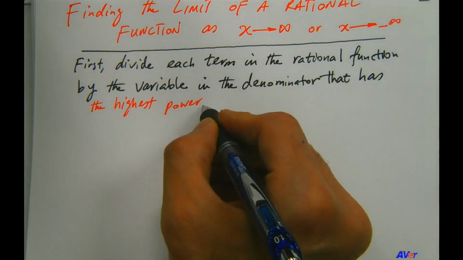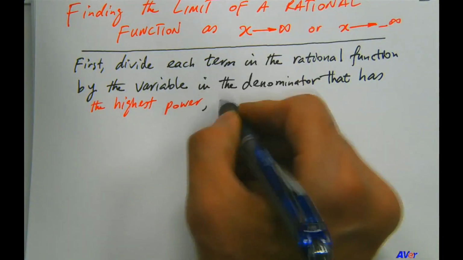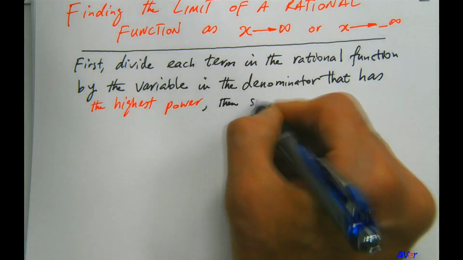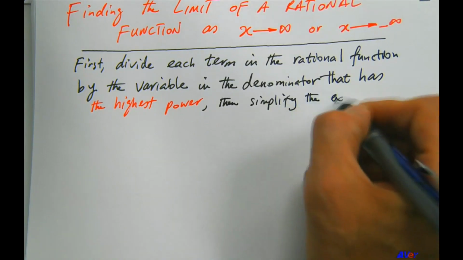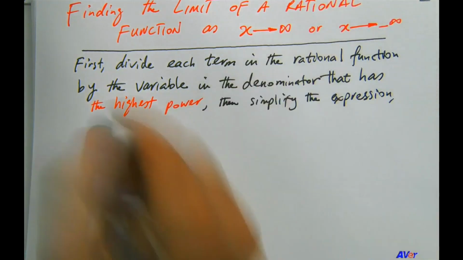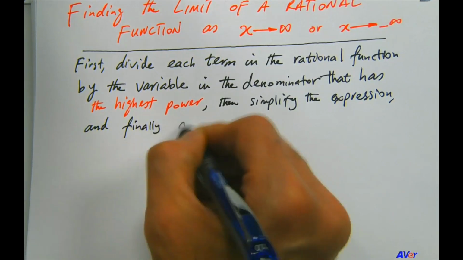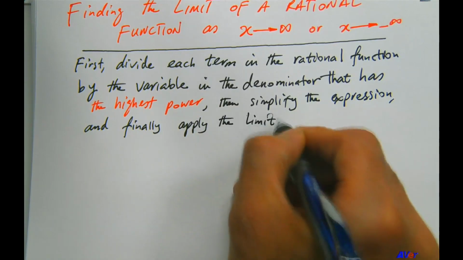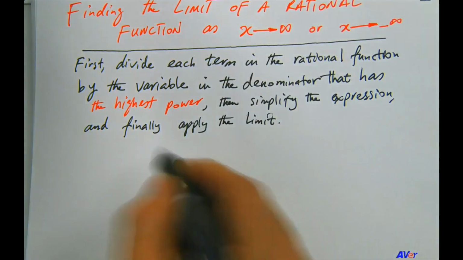That has the highest power. Then, once you've made this division, then simplify the expression. And finally, apply the limit. Okay, so let's see examples of this.